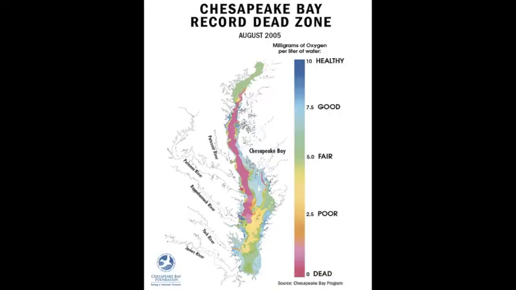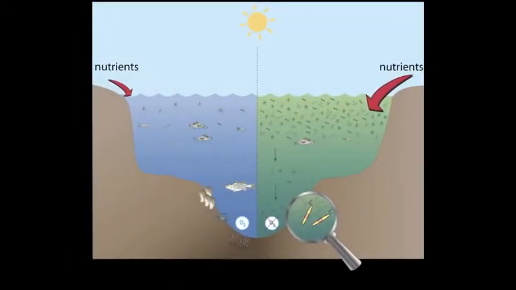Here is what the Chesapeake Bay looked like in 2005. As you can see, there is one enormous red zone, which represents a dead zone where aquatic life can't survive, and shows the severity of the dead zone problem in the Chesapeake Bay.